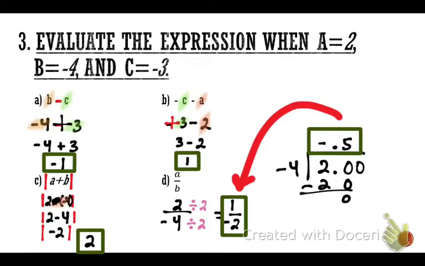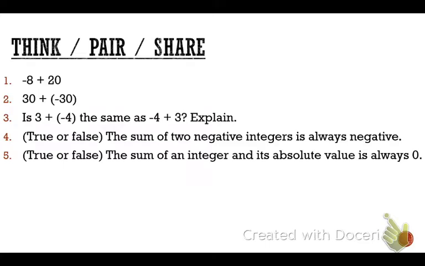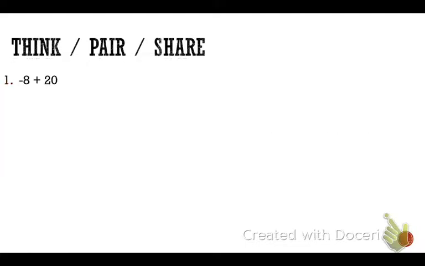Okay. All right, for the final 5, it is a think, pair, share section. I want you and your partner to go ahead and work on this together. All right, as I looked around, I found a lot of good answers. Let's just go over them and make sure you got the correct one. Guys, negative 8 plus 20, what'd you guys get? 12. 12 is correct. Let's go on to the next one. 30 plus negative 30.